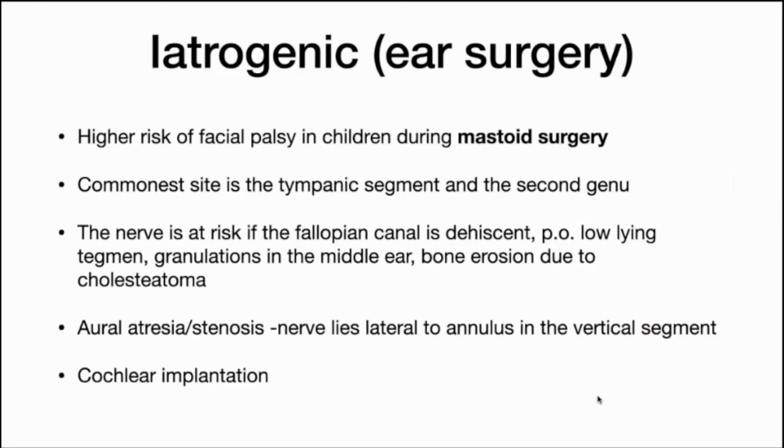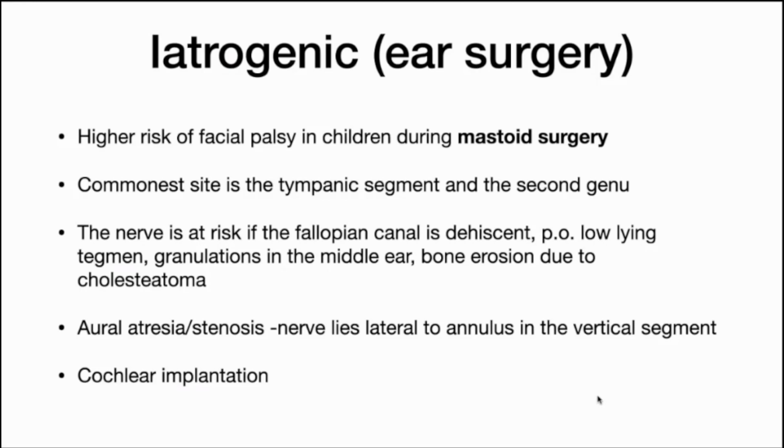Children are at higher risk of facial palsy during mastoid surgery, because, as I've already discussed earlier, of the acute angulation of the second genu and as it lies lateral. Another factor is the tympanic segment being dehiscent and getting traumatized. The presence of a low-lying tegmen, granulations in the middle ear, or bone erosion due to cholesteatoma also puts the facial nerve at risk.